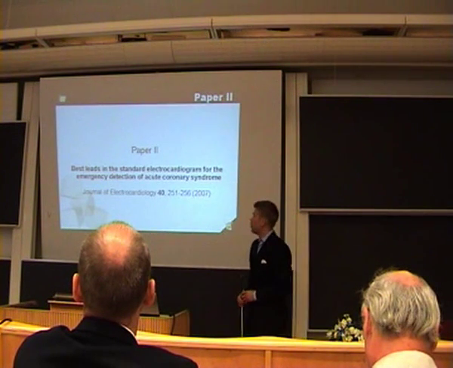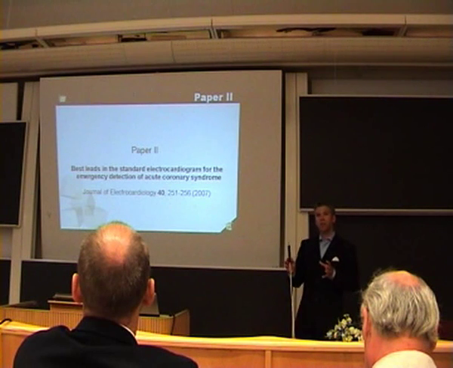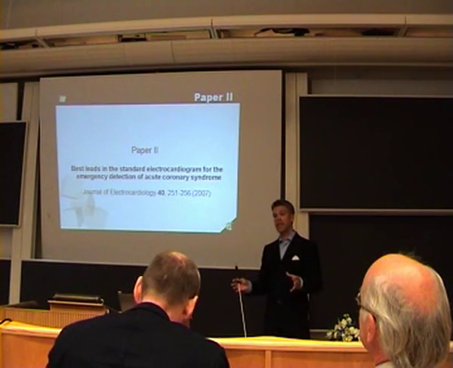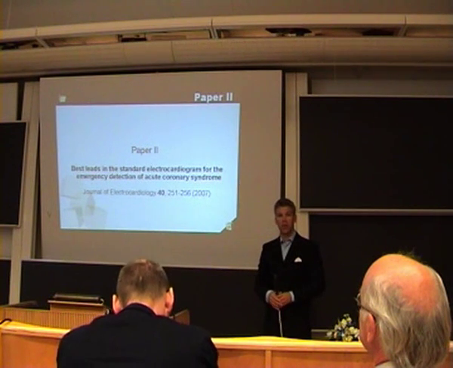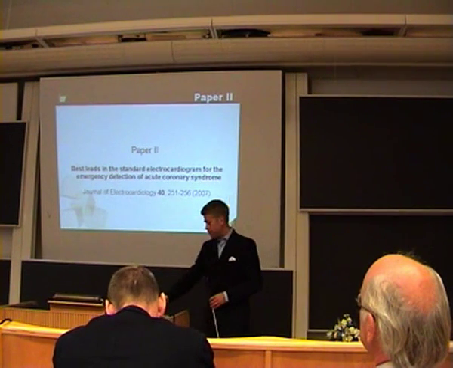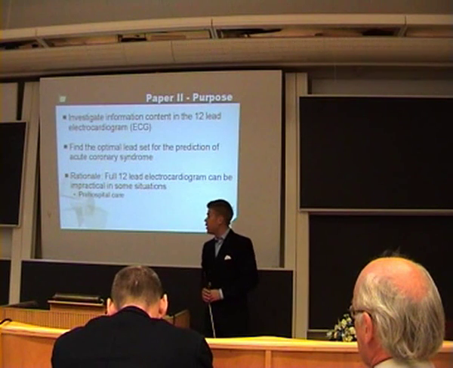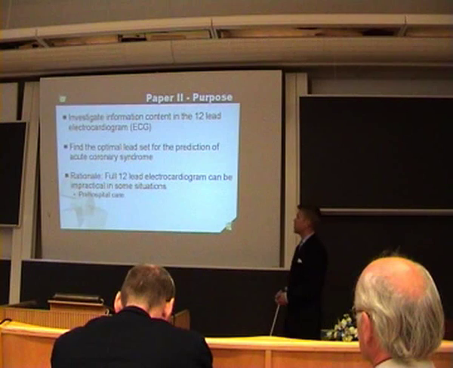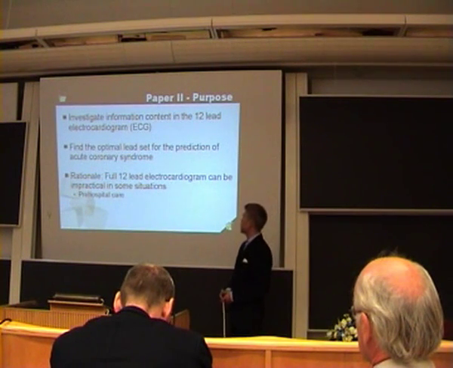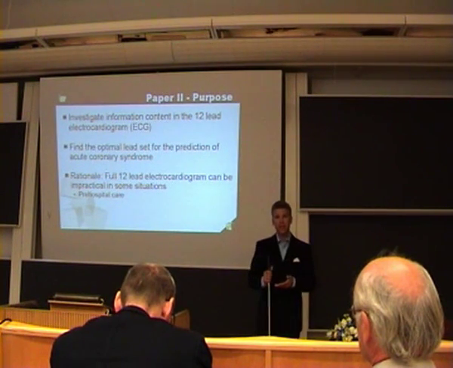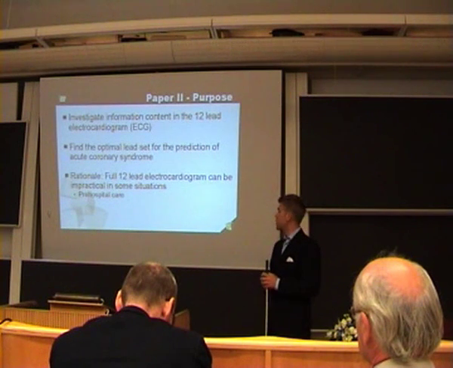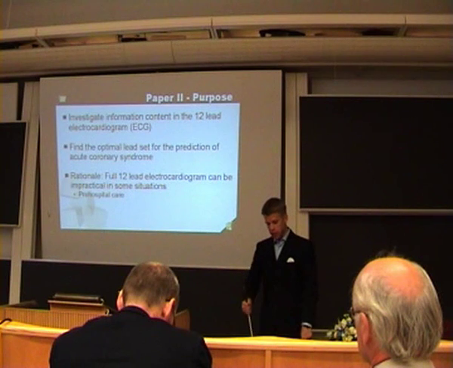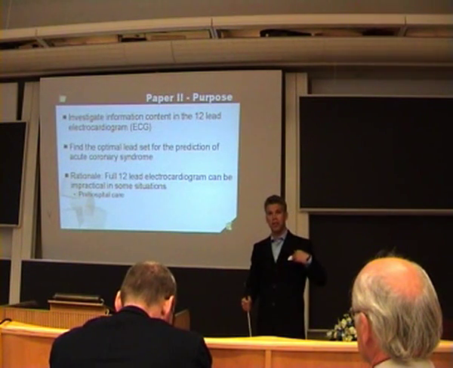In paper 2, we want to check, is there an optimal subset of the 12 different leads that we can look at? Or rather, how many leads do we need to make accurate predictions of acute coronary syndromes? And the rationale here is, why would we want to throw away information? Well, there are situations where the 12-lead electrocardiogram can be impractical, because for this particular 12-lead, you need 10 different electrodes that you attach to the body. One on each extremity and 6 on the chest.